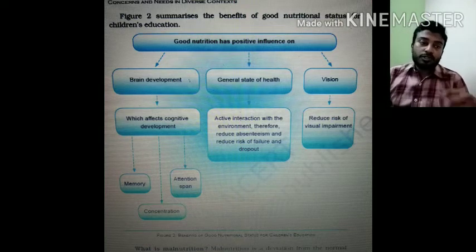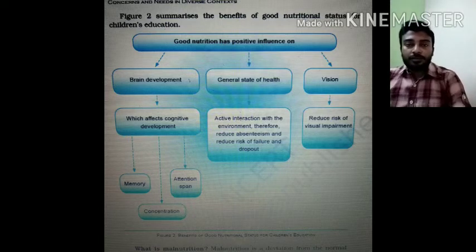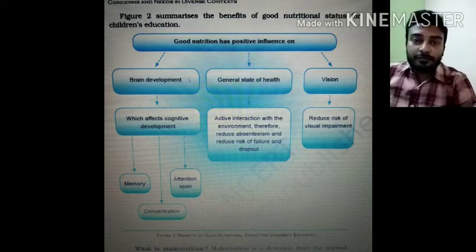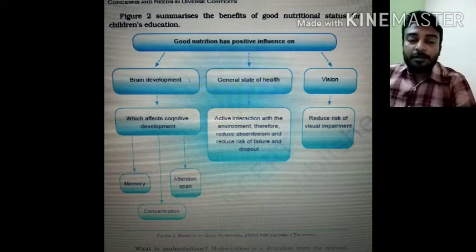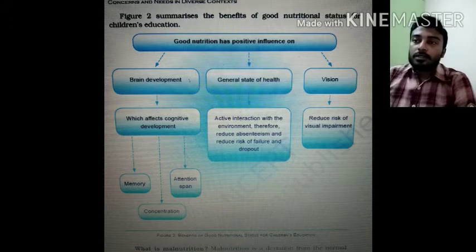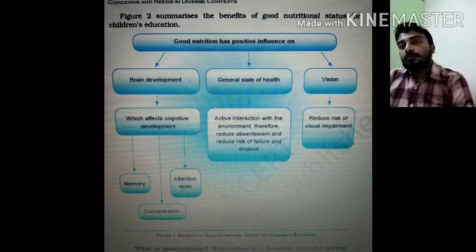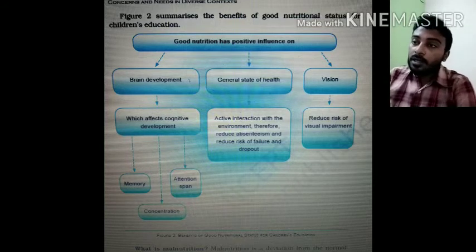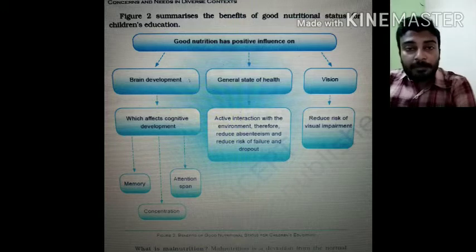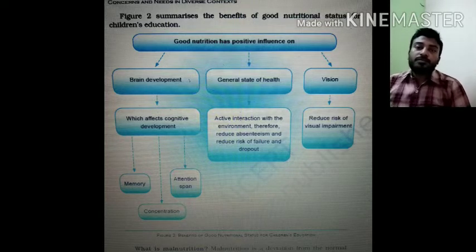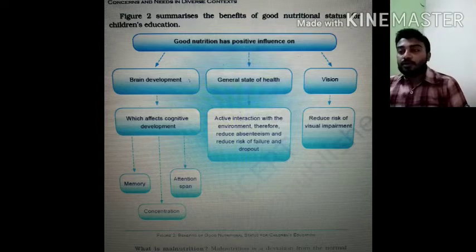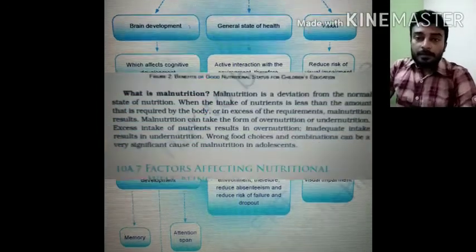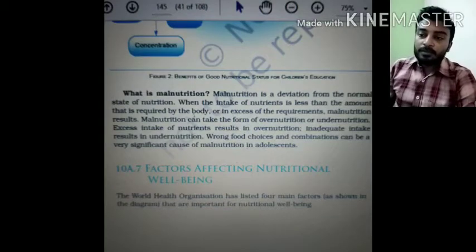Because of this, your child will gain interest in going to school and interacting with different people, and then it will lead your child to be smart and to have a positive health attitude. Okay, so now number three is vision. Good nutrition will also lead to proper vision, and proper vision will reduce the risk of visual impairment. So this is the benefits of good nutritional status for children's education.